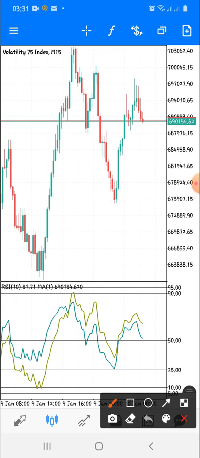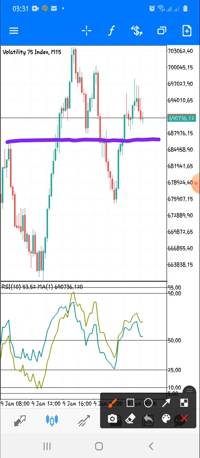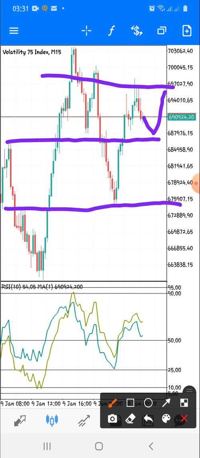So whenever you are willing to trade, make sure you first identify the zones. After identifying the zones, the market will respect the zones. That's what is going to happen. So the indicators we are giving you are only here to confirm. They are not here to tell you buy or sell, but they confirm after you identify the zones.